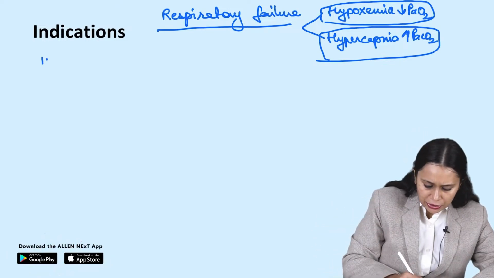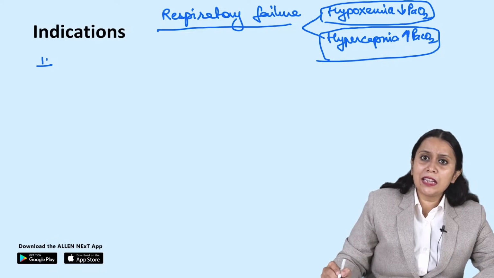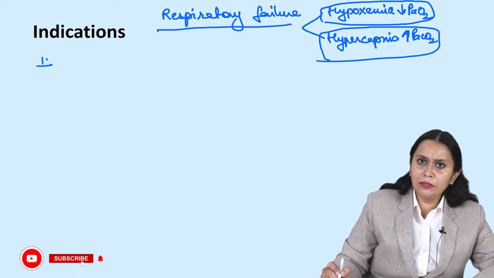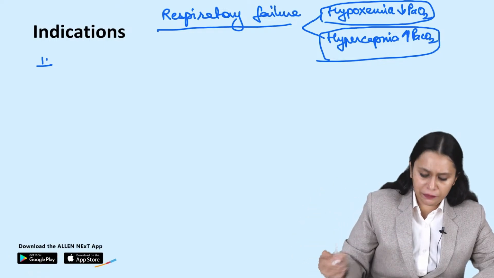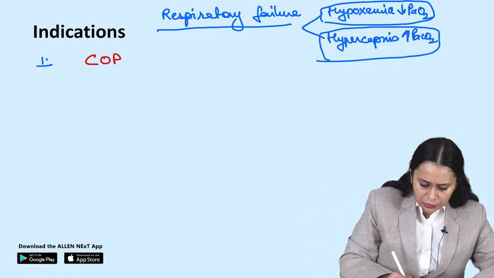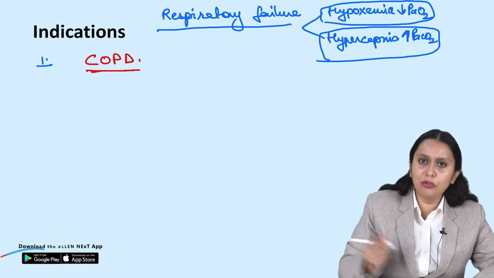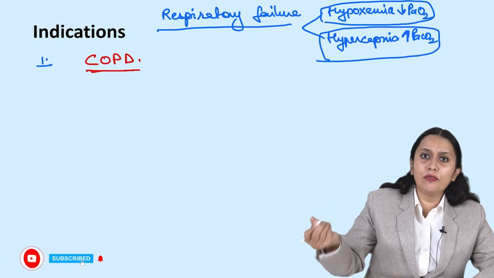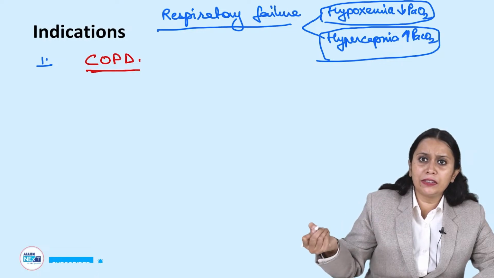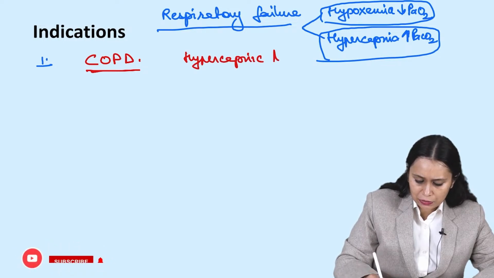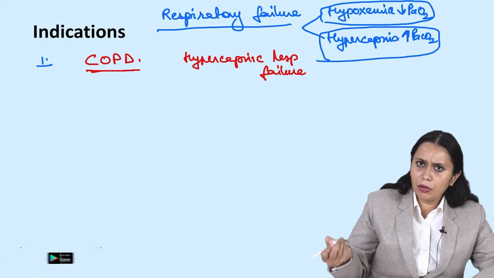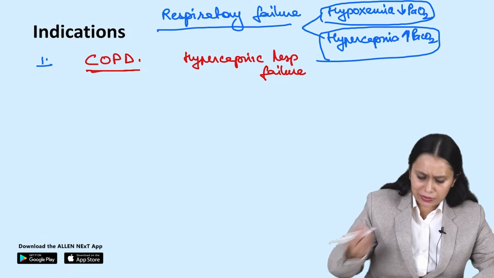Now, the first indication in which it has been clinically proved that non-invasive ventilation is very beneficial and should be tried before putting a patient on invasive ventilation is COPD. Various studies have shown that in COPD, non-invasive ventilation has improved the patient and the requirement of invasive ventilation has been prevented. What happens in COPD? Mostly it is hypercapnic respiratory failure, right? So what is the mode required in COPD? In a second, I will tell you.